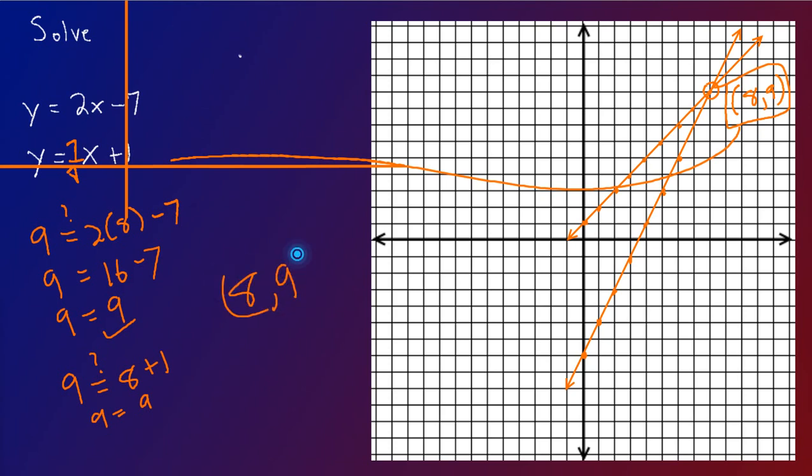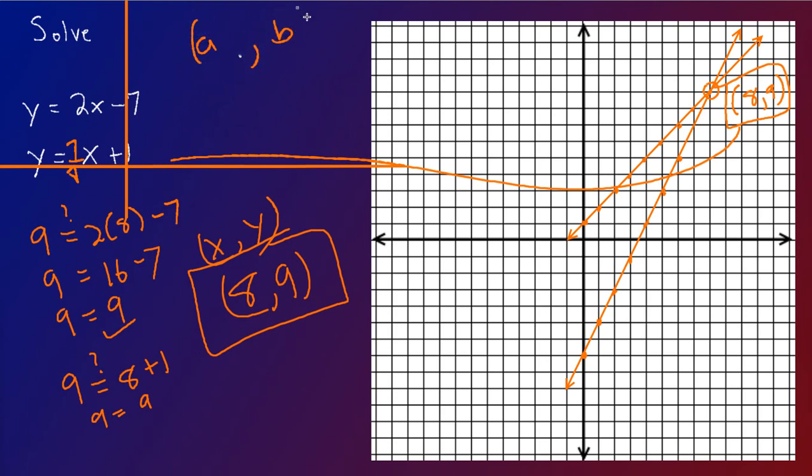Now remember, when you're writing your answer, it is a point, and we do x, comma, y. Always put the x coordinate first. Now it's possible that you're solving for like a and b, in which case they go in alphabetical order, so a and b.